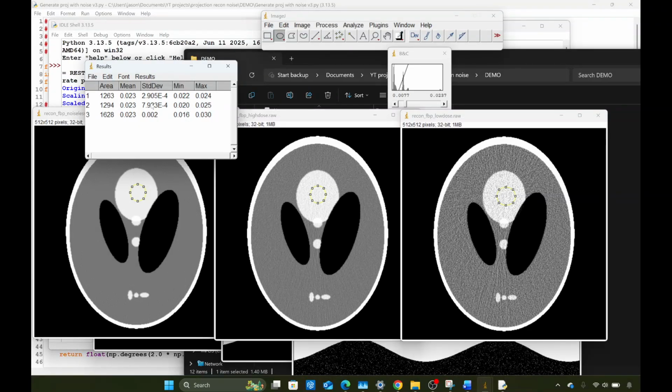You can download the full projection and noise simulation pipeline and try it yourself to deepen your understanding of CT physics.